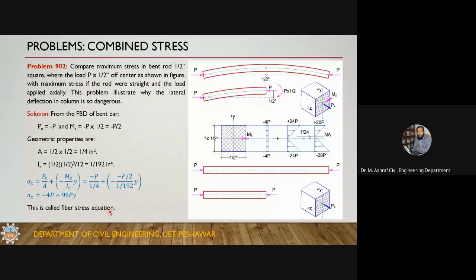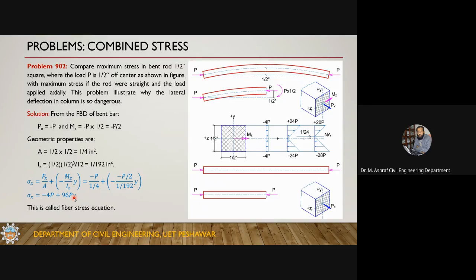Now, this is known as a stress equation, or the fiber stress equation in this case. If you have a bending moment only about one axis, then this is known as a fiber stress equation, because this is giving you stresses along a certain fiber. Putting in the value of y, this equation will give you stresses at any location in terms of P, since P is just an unknown in this case, just a number.